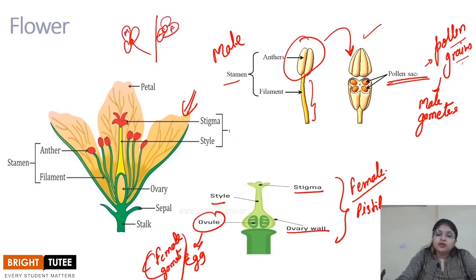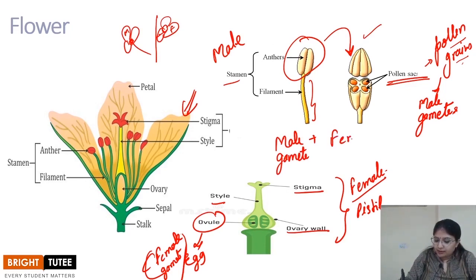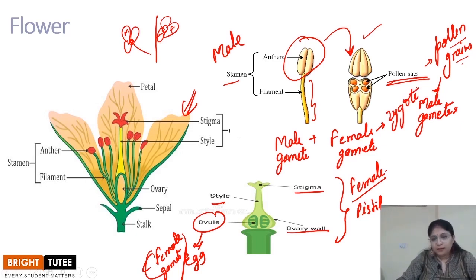Now, in sexual reproduction, when male gamete and female gamete fuse together, they form a zygote, right? And this is the beginning of a new life, right? How this happens and what a zygote is, we are going to study. But for now, it's important for us to understand that male and female gamete fuse together to form a new cell. It's a single cell called the zygote.